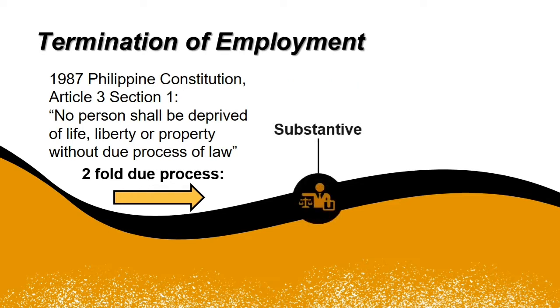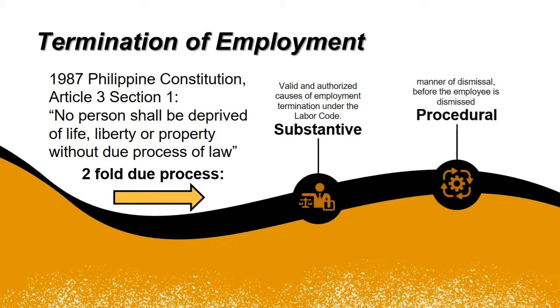When we say substantive, these are those valid and authorized causes of employment termination as provided under the Labor Code of the Philippines. When we say procedural due process, this is the manner of dismissal, where before an employee is dismissed, he must first be given an opportunity to explain his side and of course be heard.